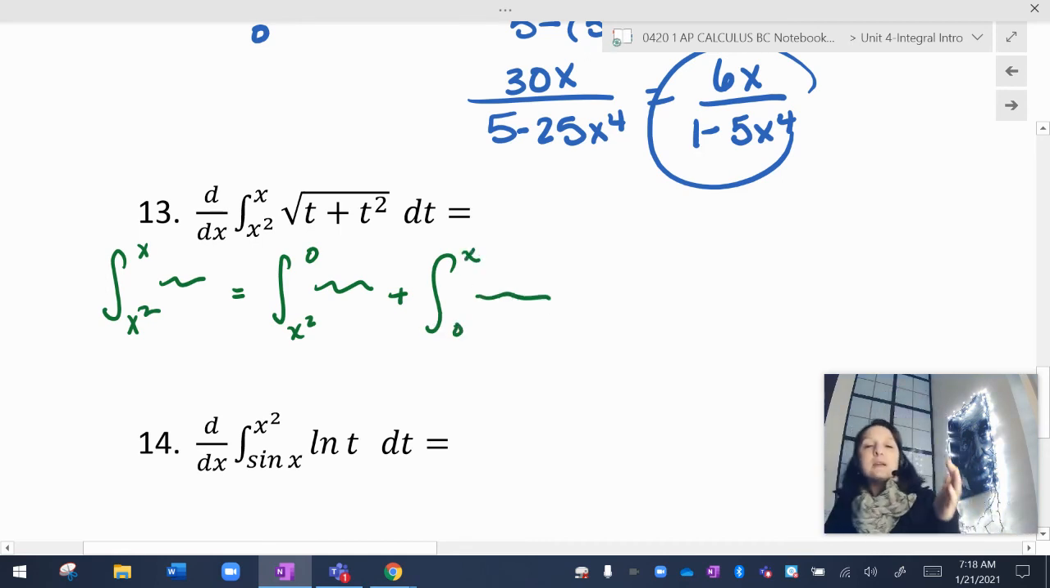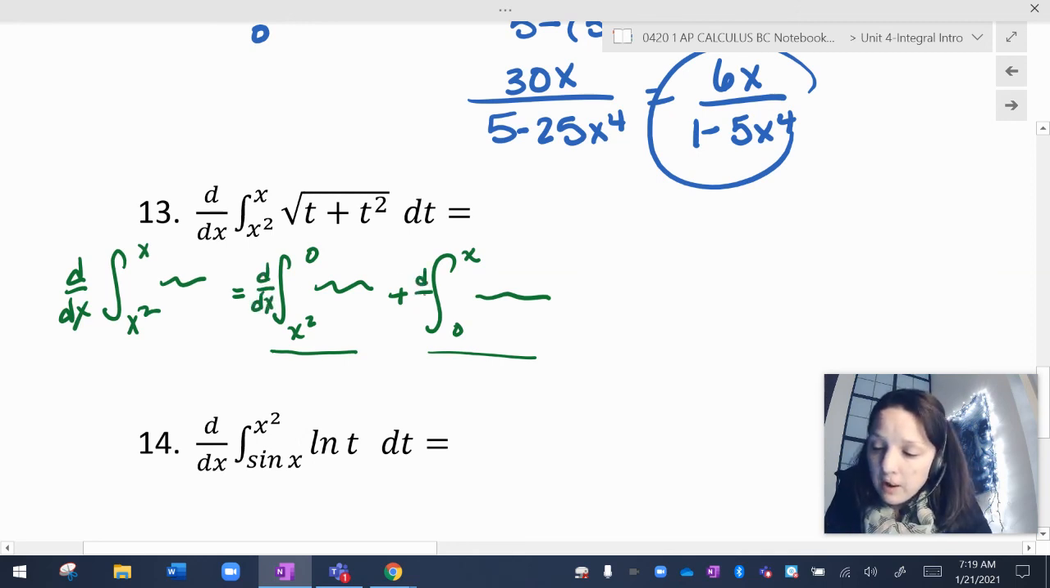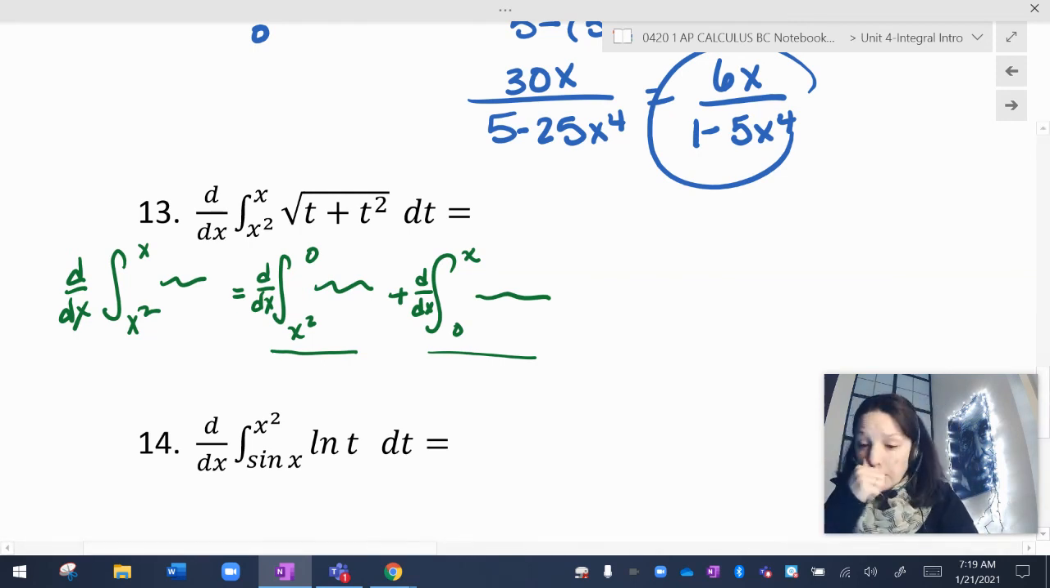I can use that idea that if you integrate from 1 to 2 and then from 2 to 3, it's the same as integrating from 1 to 3. So if I have an integral that has two limits of integration with x's in them, I can think about it as two separate integrals. Where if I'm taking the derivative of this one, it'd be like taking the derivative of each of these. So what's that really going to mean? It's going to mean that you plug in both limits of integration and then subtract.